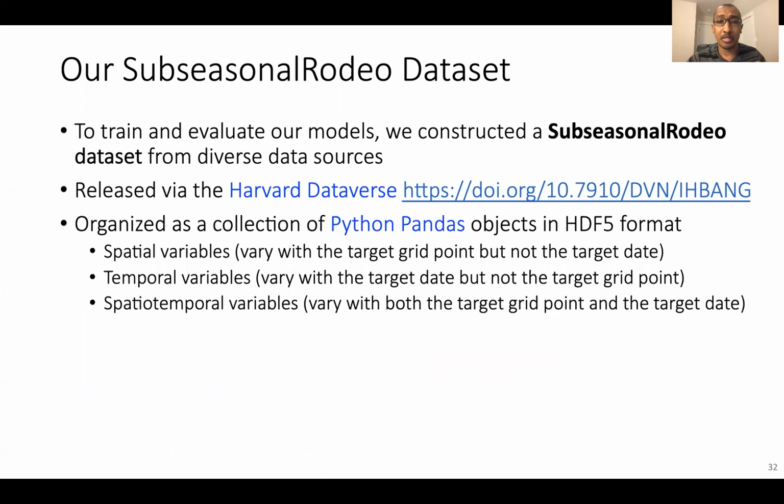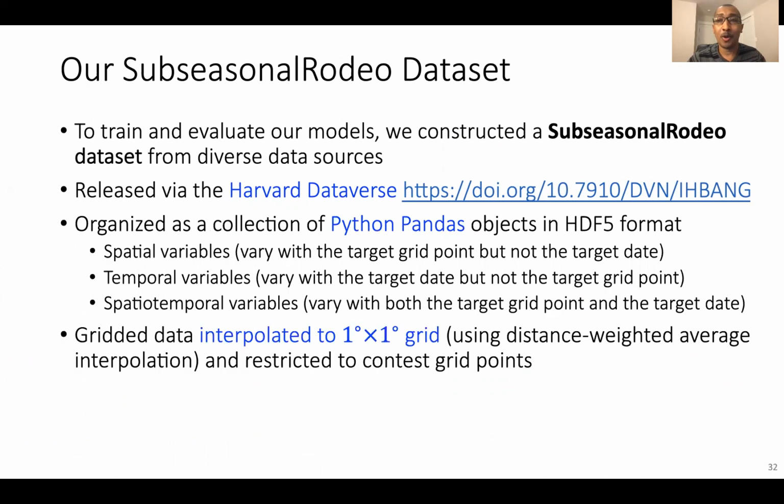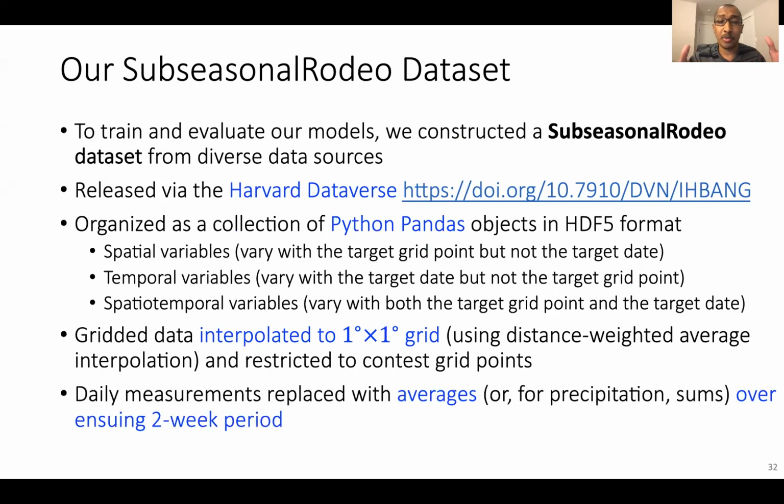Roughly, the organization is as a set of Python pandas files in HDF5 format. We have spatial variables, temporal variables, spatiotemporal variables. All the spatial data has been gridded to a 1 by 1 degree grid. Most of it has been restricted to contest grid points, but not all. And all the measurements have been replaced with either averages for temperature or sums for precipitation over the ensuing 2-week period.